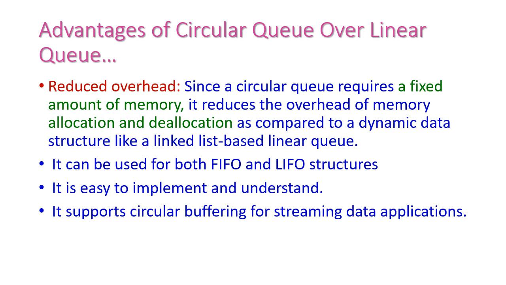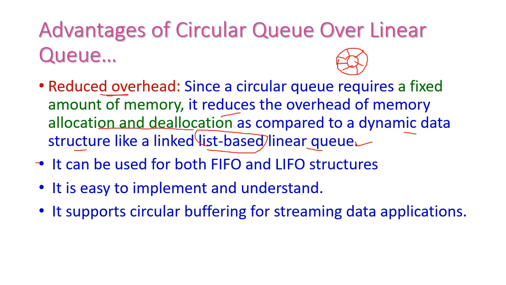The next one is reduced overhead. That means the circular queue is of fixed size, so we need not allocate and deallocate memory continuously, when compared to dynamic data structures like the linked list structure or linked queue structure, or linear queue structure. Okay, because the size is fixed here.